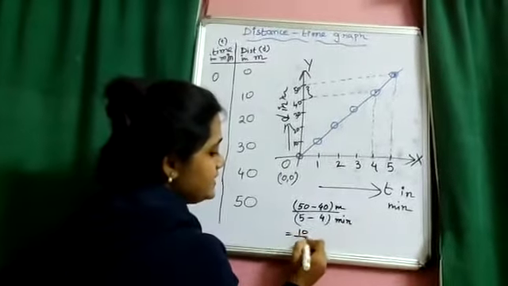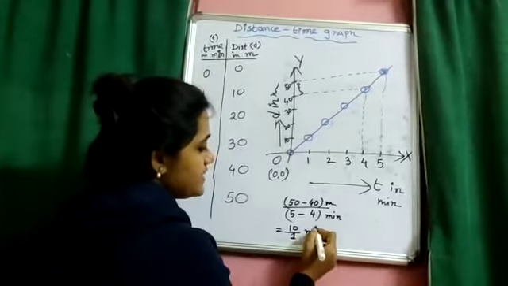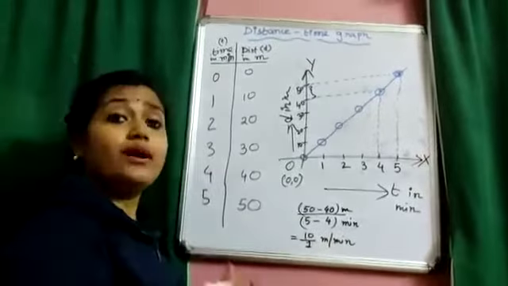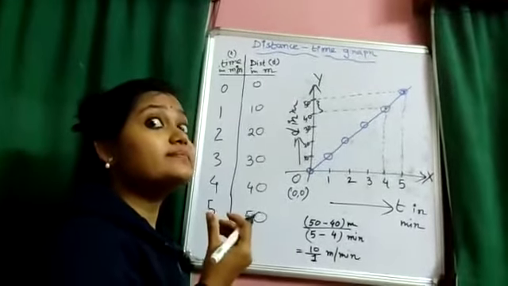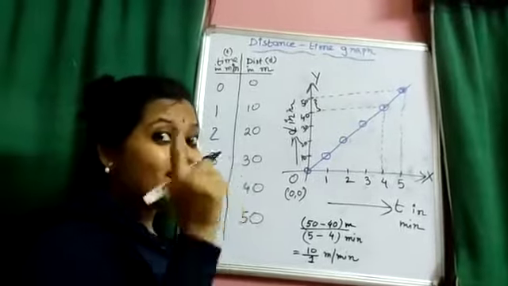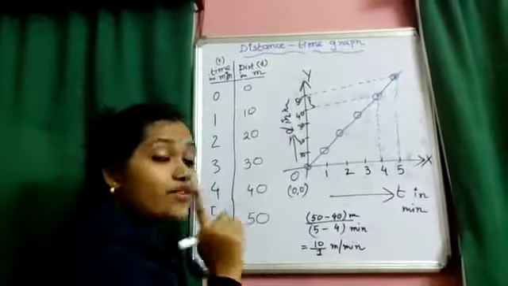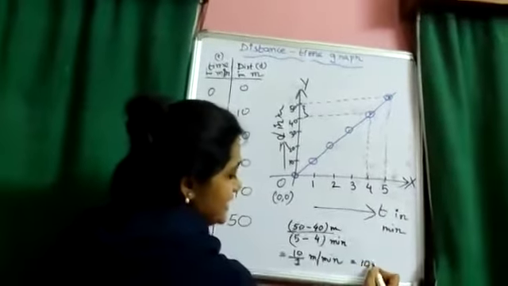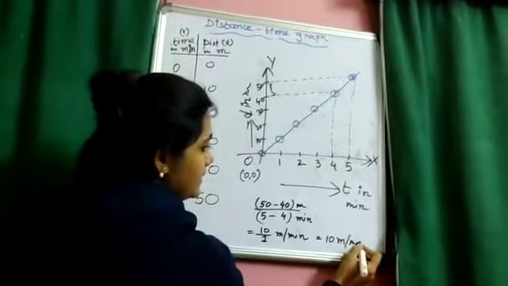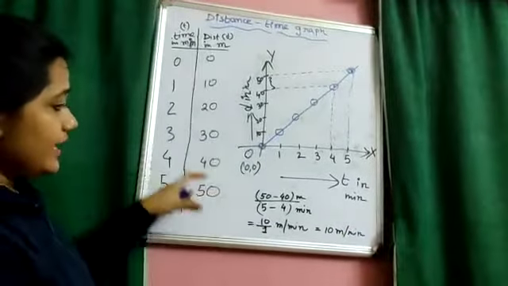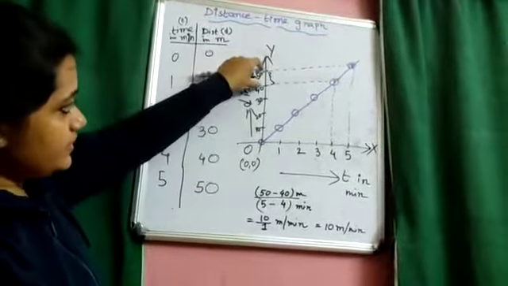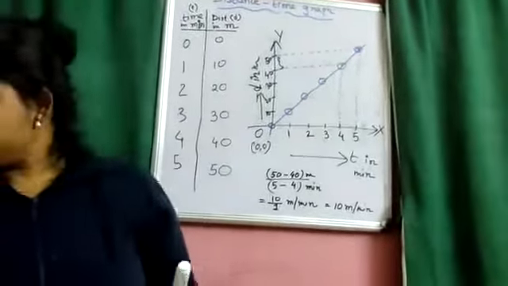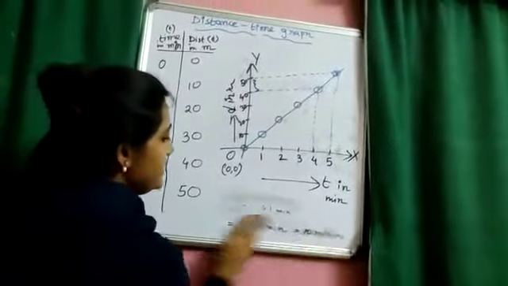So here I can see 10 by 1, meter per minute. What is it? Meter per minute. What is the quantity it is representing? Yes, velocity is the quantity. So its velocity is 10 meters per minute. Okay, I have seen it for this time interval. Okay, now let us check another one. Another time interval I am checking.